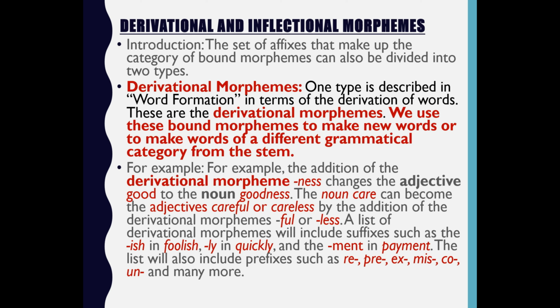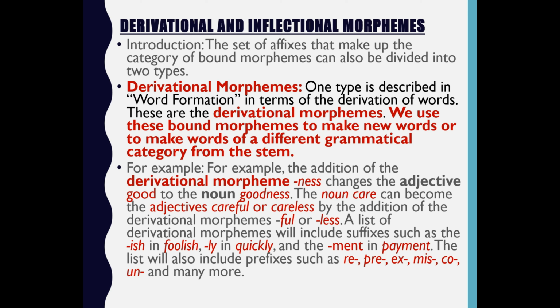Okay, you derive new words from other words, newer words from other words through the process of derivation using derivational morphemes. We use these bound morphemes to make new words or to make words of a different grammatical category from the stem. يعني احنا بنستخدم bound morphemes سواء ال affixes سواء ال prefixes or ال suffixes. Okay, we use English affixes بشكل عام in order to make new words or to create words of a different grammatical category. يعني ان انا اخلق noun from a verb, to create a noun from a verb, or to create an adjective from a noun, or to create an adverb from a verb, and so on.